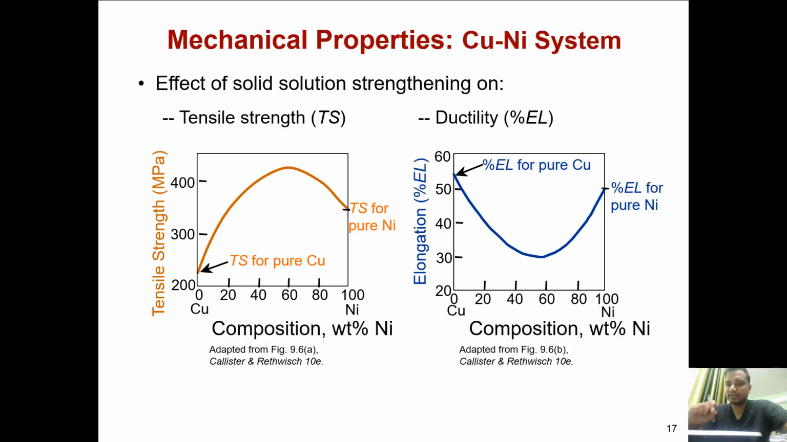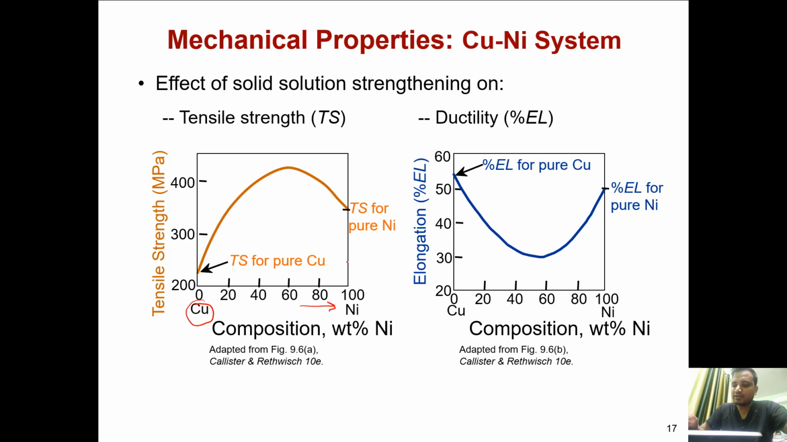Okay, so let us see the next section. This is the slide which talks about the mechanical properties in the copper nickel system. Like the copper nickel alloy, it is there. So it is seen that this is your copper here, and we are adding nickel. So the composition in terms of nickel is written like 0%, 20, 40, 60, 80 and 100. So this is the composition of nickel.